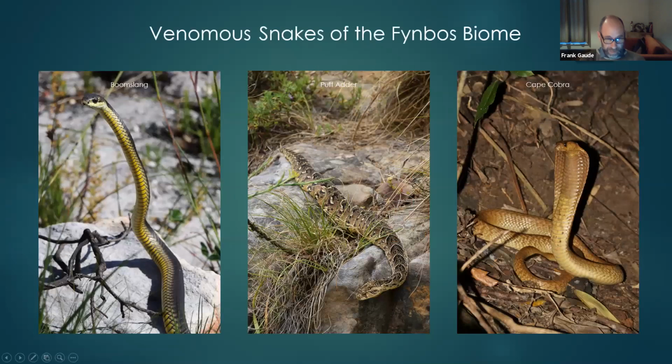dangerously venomous snakes of South Africa would be the boomslang, the puff adder, and the Cape cobra. None of those are interested in biting people, but they're very beautiful snakes, and it's always a joy to see them in nature. That was in Silvermine just after fire, so they seem to be able to survive fires quite well.